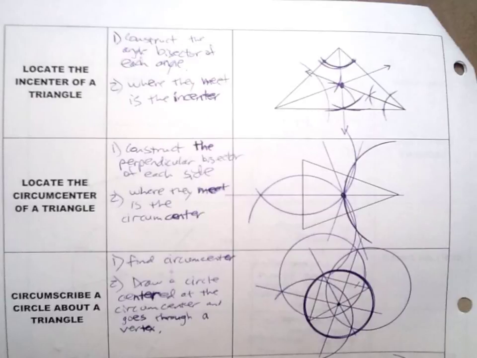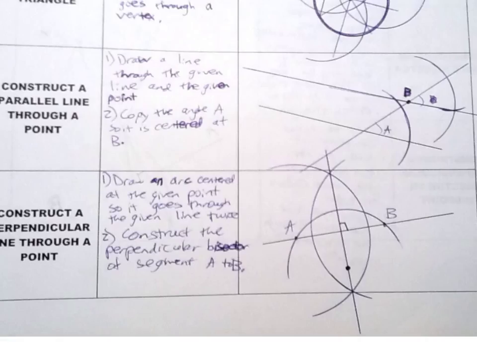Locating the in-center, all you have to do is an angle bisector of each angle, and those are going to meet at some point, and that's called the in-center. To construct the circumcenter, you do the perpendicular bisector of each side, and those are all going to meet at the same point. That's the circumcenter. If you want to circumscribe a circle about a triangle, you have to get the circumcenter, and then you put your compass on that, and you just draw a circle that goes through one vertex, and if you draw all the way around, it's going to go through all 3.